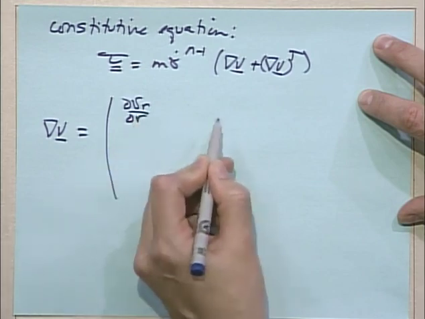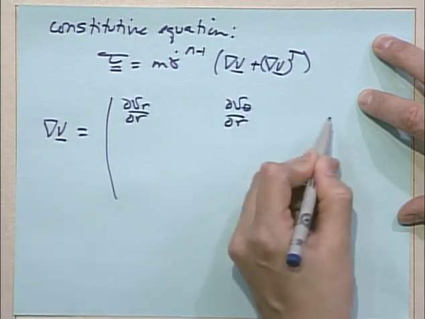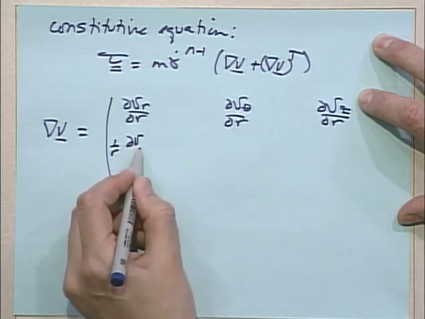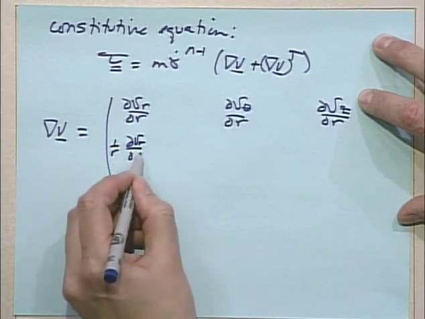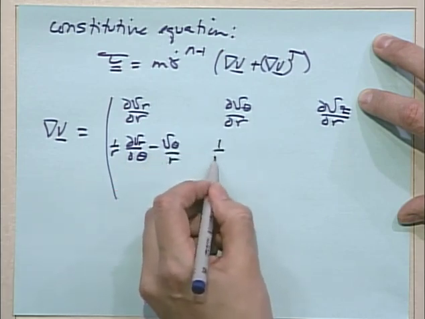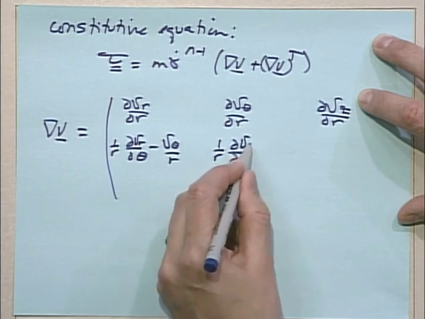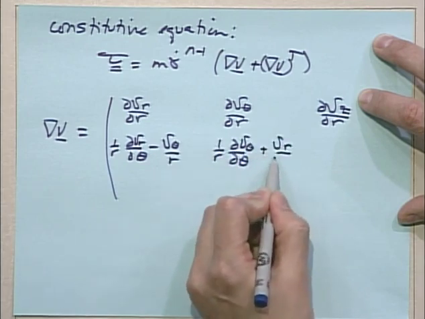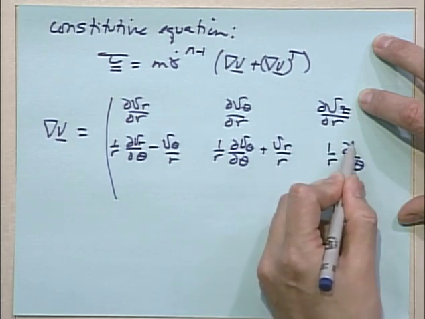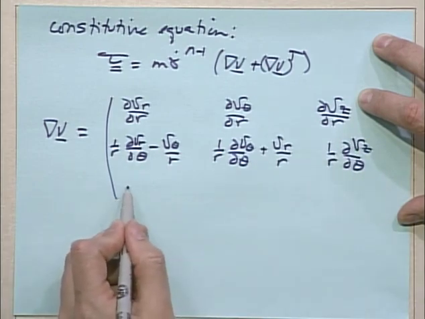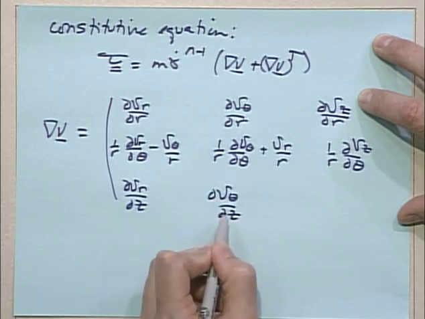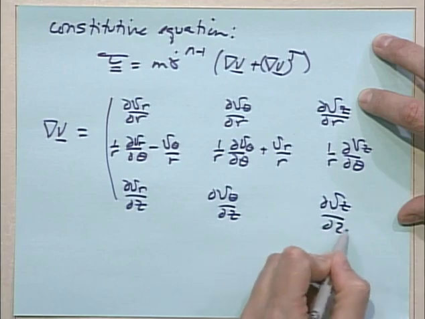dvr dr, dv theta dr, dvz dr. 1 over r dv r d theta minus v theta over r. 1 over r d by d theta of v theta plus vr over r. 1 over r d by d theta of vz. dvr dz, dv theta dz, dvz dz.